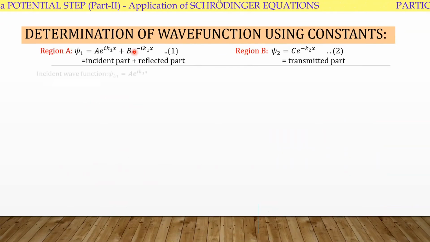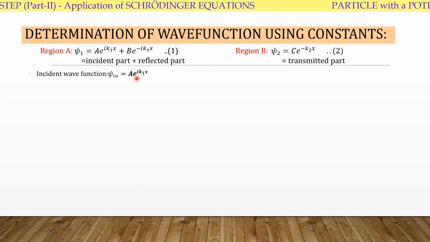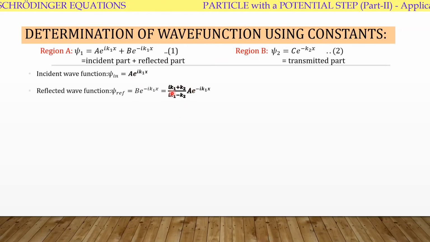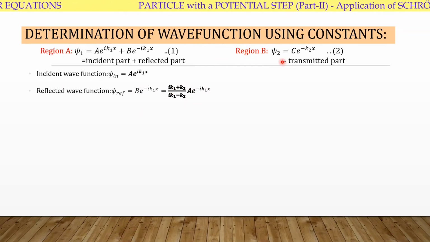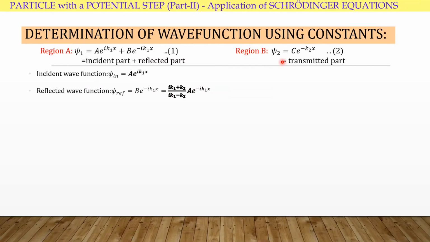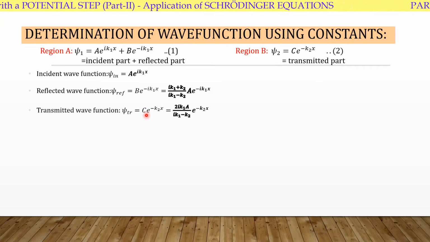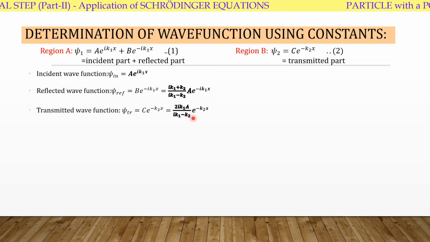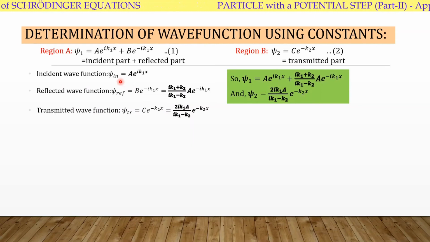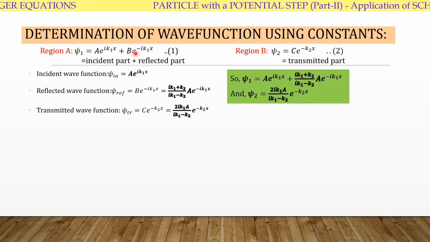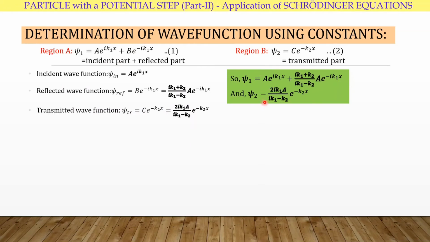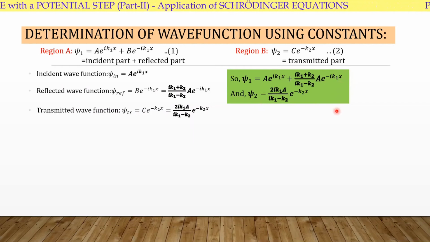So this becomes the incident wave function, the reflected wave function b after replacing the value for b. Now psi 2, which represents the probability of transmission of the incident wave into the region B. So the transmitted wave function here becomes, after replacing the value for c, in this form. So now, as we know the values of the incident, reflected and transmitted wave functions, we can also write the complete wave function in the region A as psi 1 and the complete wave function in the region B as psi 2. These are the complete solutions of our Schrödinger wave equation.